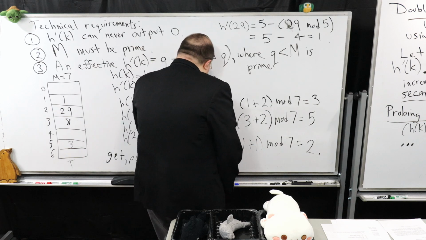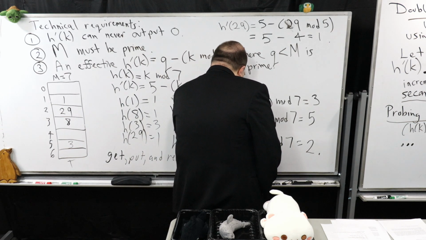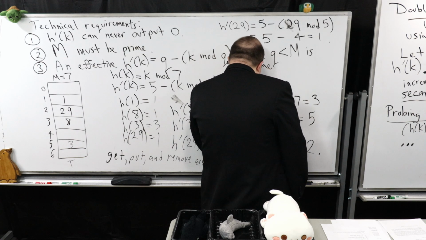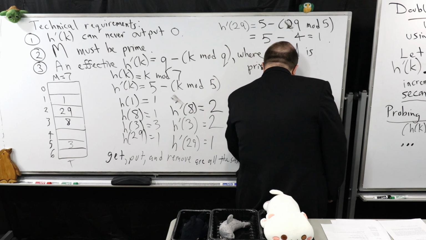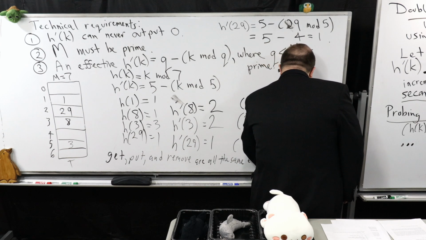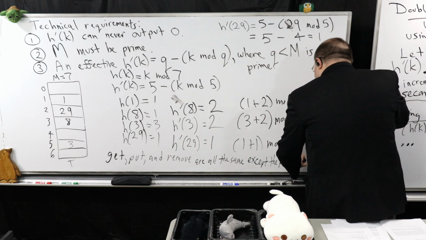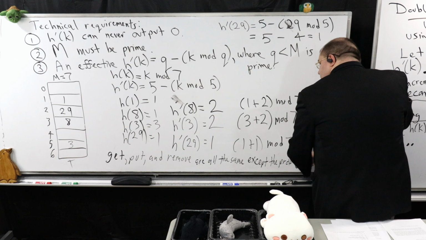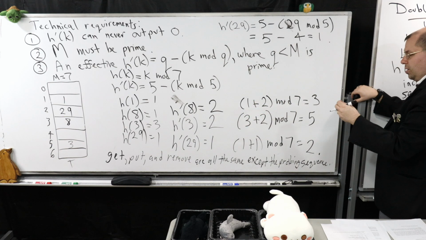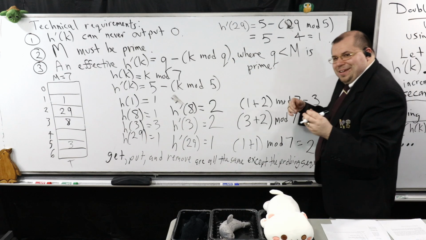So get, put, and remove are all the same except the probing sequence. So everything I said about linear probing when it comes to complexity is the exact same here. That's it.